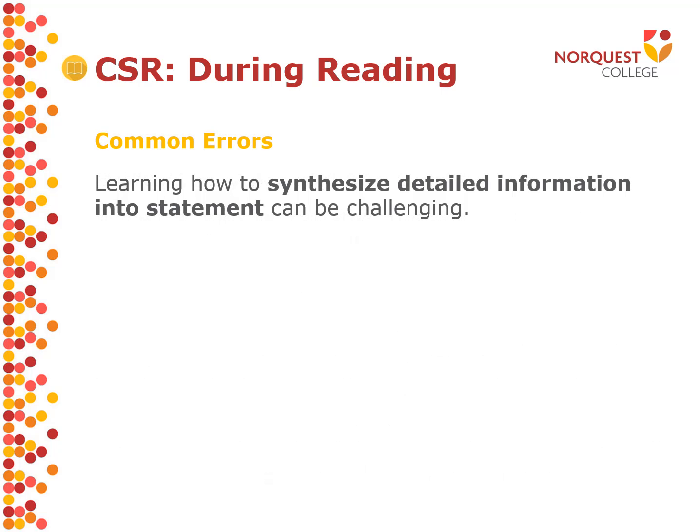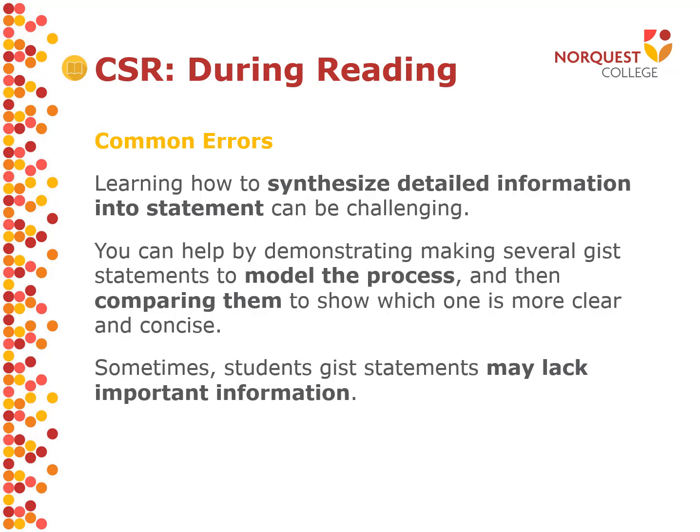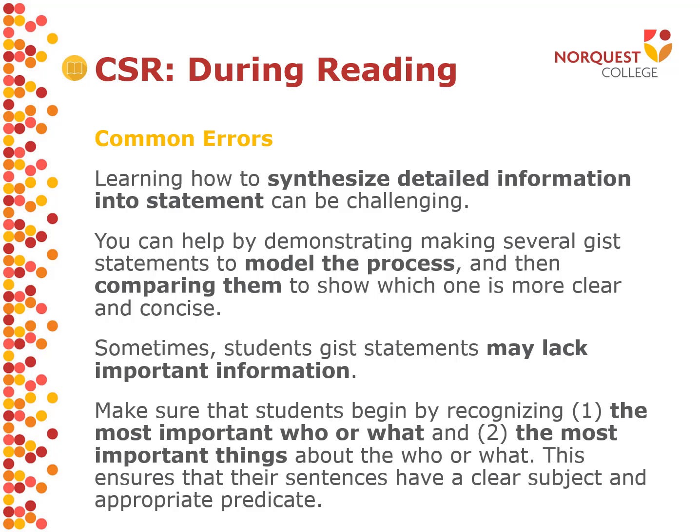Another challenge is that learning how to synthesize detailed information into a statement can be challenging. You can help by demonstrating making several gist statements to model the process, and then comparing them to show which one is more clear and concise. Sometimes, students' gist statements may lack important information. Make sure that students begin recognizing first, the most important who or what, and two, the most important things about the who or what. This ensures that their sentences have a clear subject and appropriate predicate.